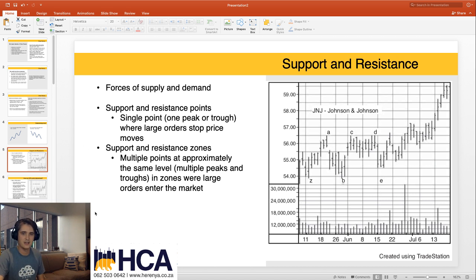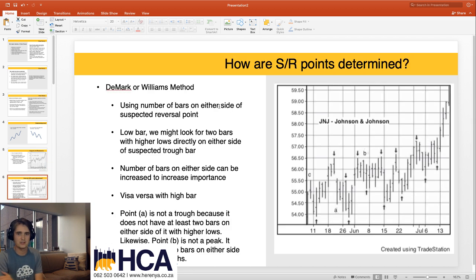Then we start seeing, as we can see on our example here, A is a point of resistance, C is a point of resistance, D is a point of resistance. Together they make a zone of resistance or a resistance level, and the same with B and E here.